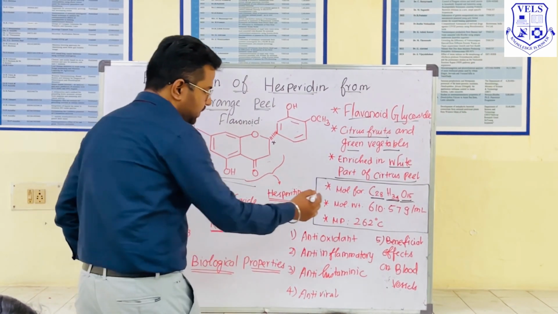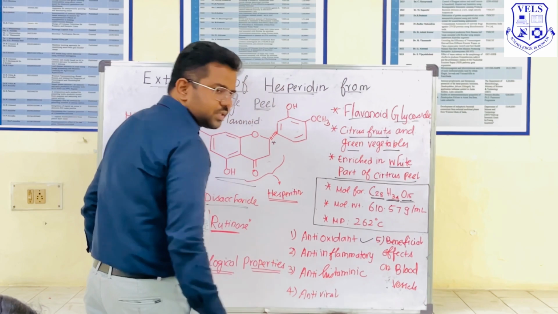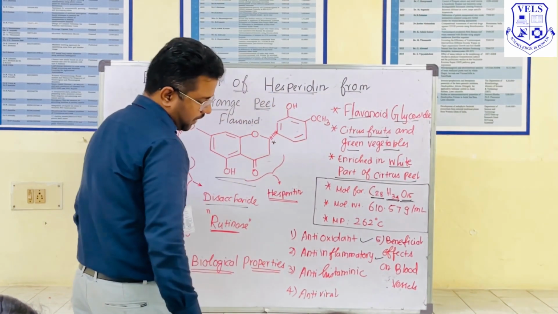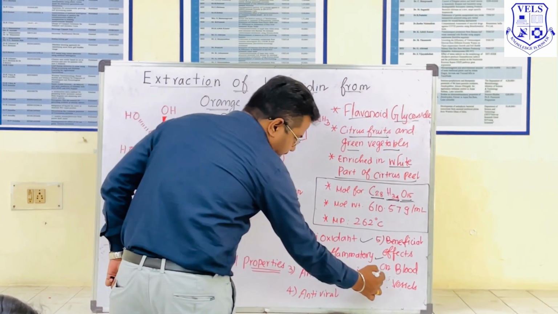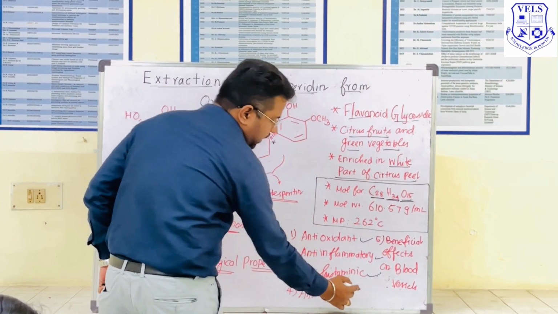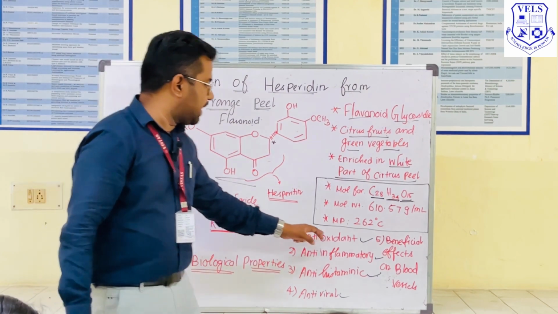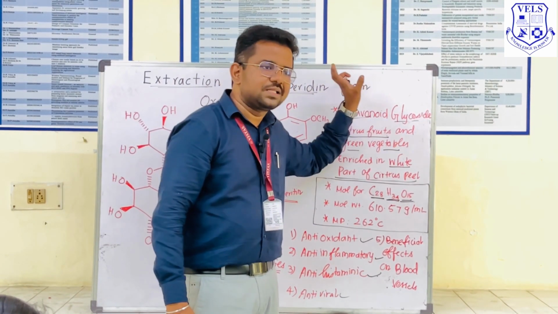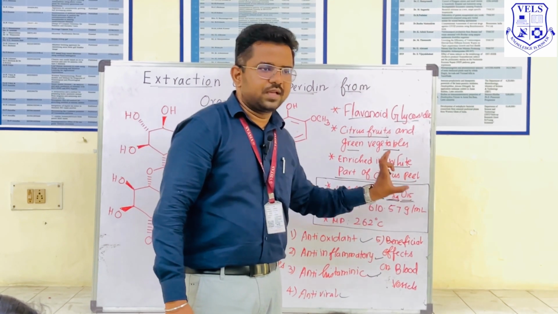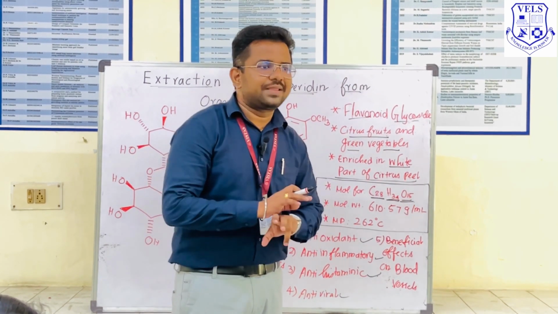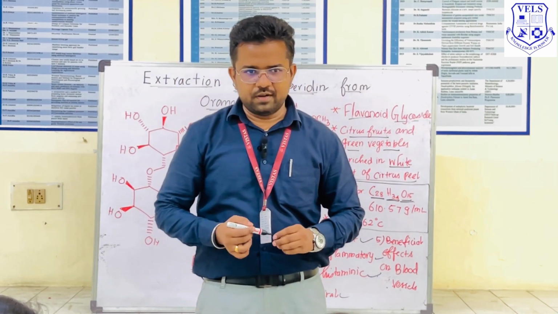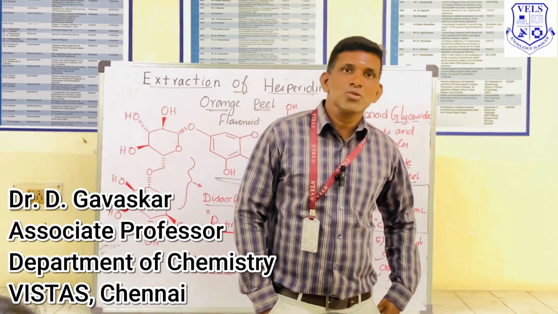So what are the biological properties of these Hesperidin molecules? It is generally used as antioxidant, and it also has anti-inflammatory property and antihistaminic property, and it also has antiviral property. The important thing is it has some beneficial effects on blood vessels also. So these are the general properties of the Hesperidin molecule. So this is about the theoretical part, and Dr. Gavaskar sir is going to explain the practical part. Clear?